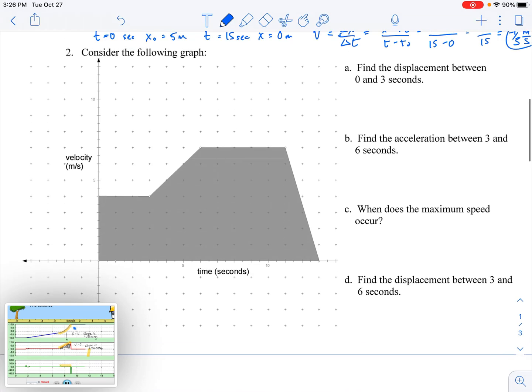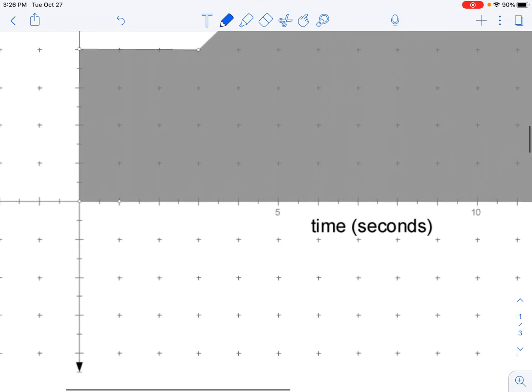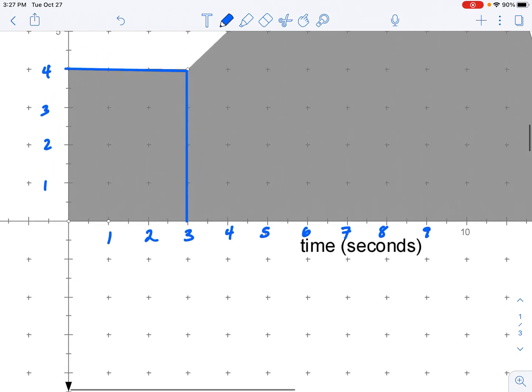Let's go back to this example. Find the displacement between 0 and 3 seconds. Once again, I'm going to label my x-axis completely just to make my problem solving a little easier. Okay, so between 0 and 3 seconds, the object is traveling. Here we've got a speed of 4 meters per second, and that velocity is not changing.